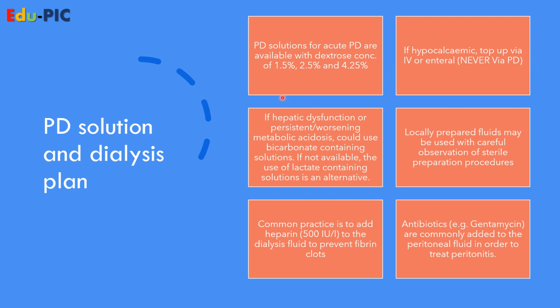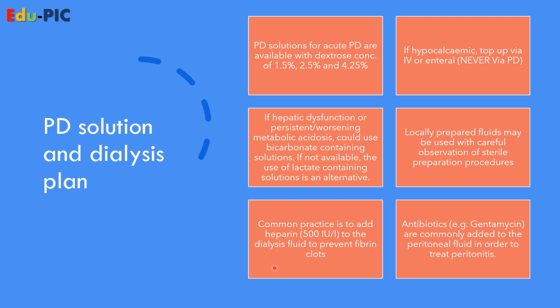or enterally. If the patient has hepatic dysfunction or has persistent or worsening metabolic acidosis despite dialysis, you can use the bicarbonate containing solutions, or if you don't have them, you can use some of the lactate containing solutions as an alternative. Again, as you're designing your own fluids in some of the countries where you don't have these commercially, you can still use some of the guidance that you can find on websites like the ISPD, which is the International Society for PD guidance. Locally prepared fluid, as we said, may be used, but you need to be sure that you're doing that in a sterile environment.